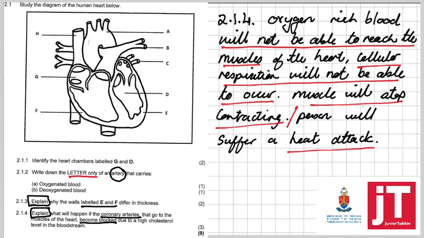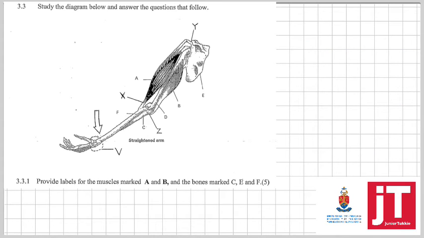marks in our explanation. So the first thing is to identify that the oxygen would not be able to reach the muscles. Secondly, cellular respiration will not occur. With cellular respiration not occurring, the muscles would not be able to contract, and therefore this person would suffer a heart attack. Let's look at another type of question.